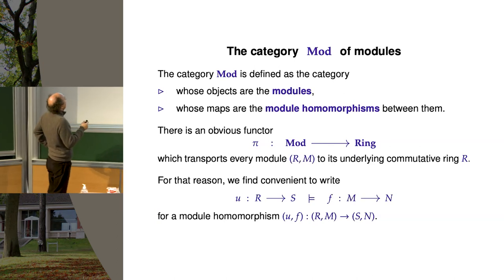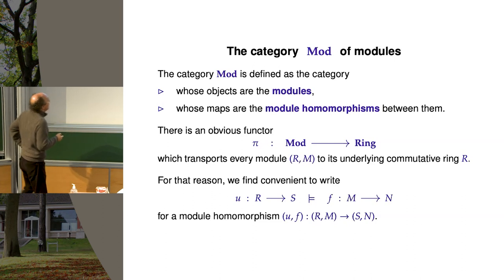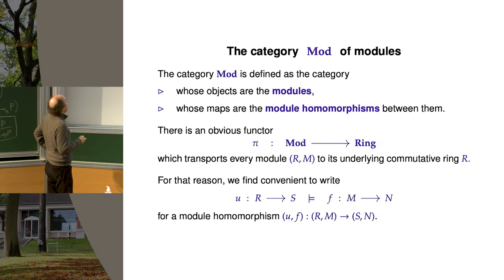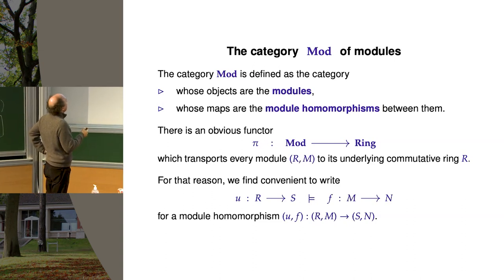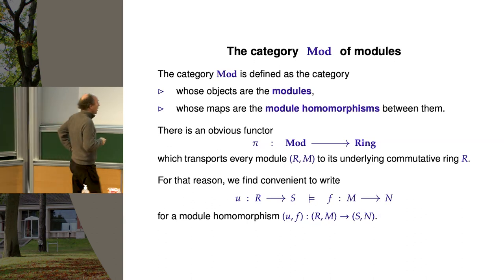So clearly there is a functor from this category to Ring, which is just the forgetful functor, forgetting the module part. It transports (R,M) to R. That's nothing really surprising here. But this will play a very important role in what I'm going to speak about now. And there is a notation that is very convenient to use. When we have a module homomorphism (U,F) from (R,M) to (S,N), it's nice to say that it's really a map from M to N, but above a map from R to S. So this map here lives in the category Mod, and its image is this map. And so it's nice to think of it in a fibered way.